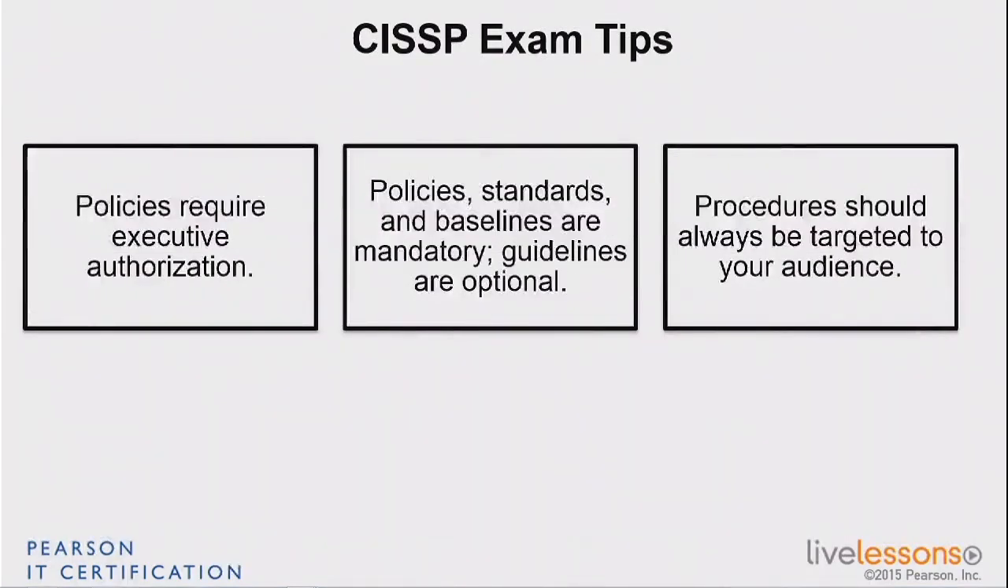So let's wrap up with looking at our CISSP exam tips. Things we want to remember, in addition to everything else, is that policies require executive authorization, that policies, standards, and baselines are mandatory. Guidelines are optional. Now, if you can't meet a policy, standard, or baseline, there can be exceptions. But there should be a policy for exceptions, and it will be a very defined process for how you document the exception and how you get approval for that exception.